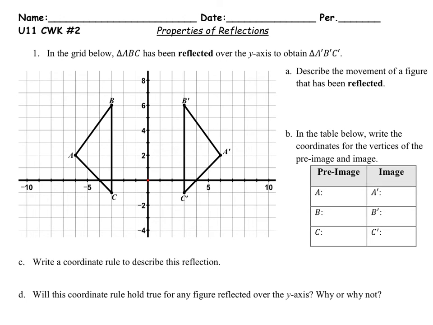Alright, this lesson is on properties of reflections. By the end of this lesson, and that's our objective, you should be able to perform basic reflections, usually over the axis, and we're going to change that, but that should be the next lesson. You have to be able to use the coordinate rules for those as well, and write them, as you can see, which is part of C right there.